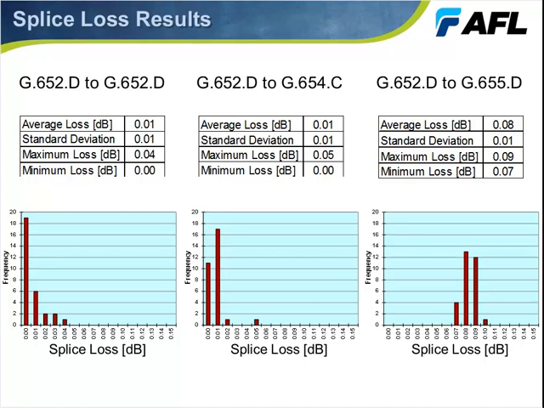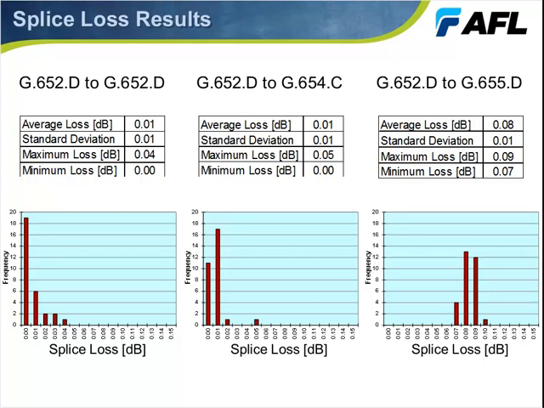But remember, this was the most dramatic appearance of the bright line of the three fiber combinations. Now on the 652 fiber spliced to the non-zero dispersion 655 D fiber, we see that the splice loss results are nowhere near as good as the other two fiber combinations, and that's due to that large mode field diameter difference.